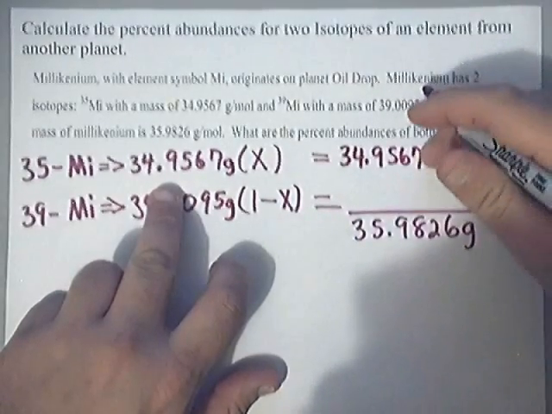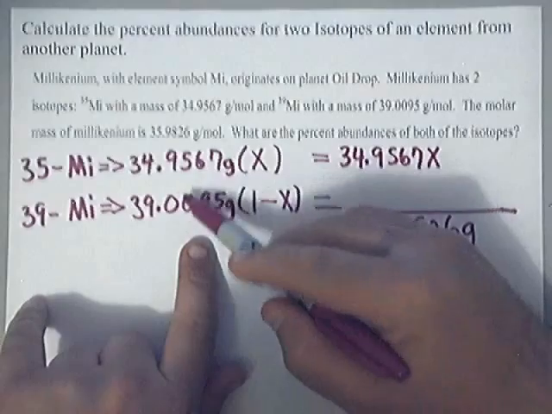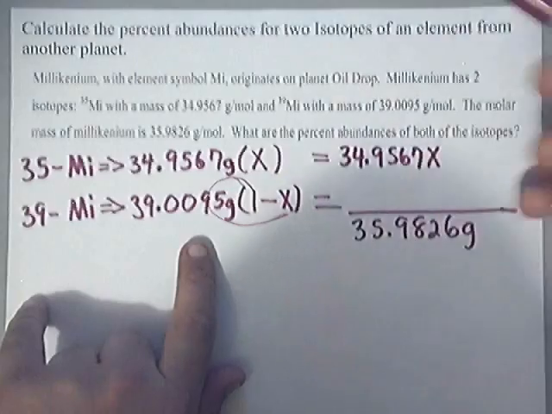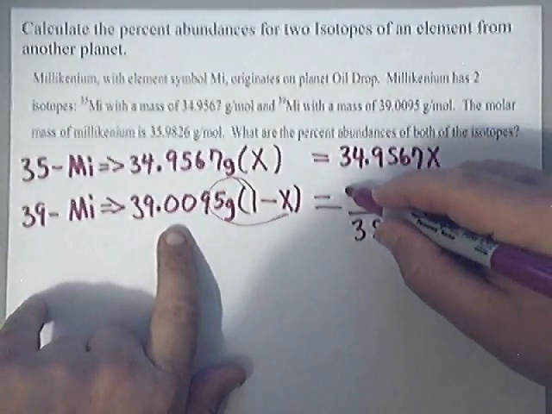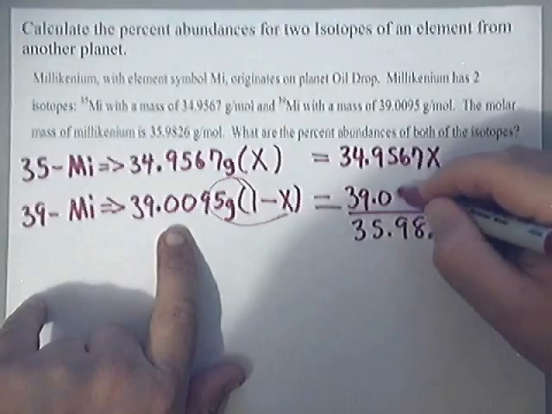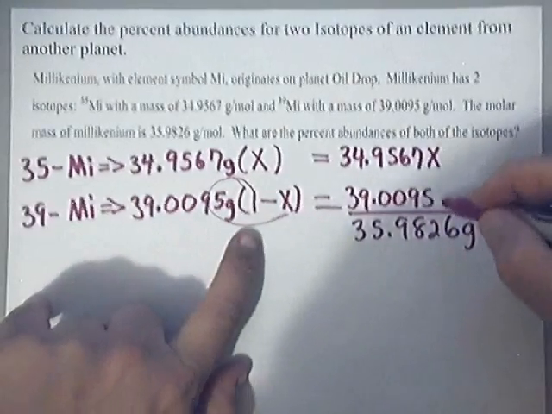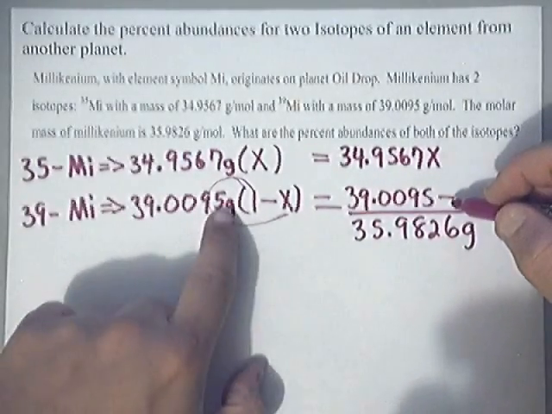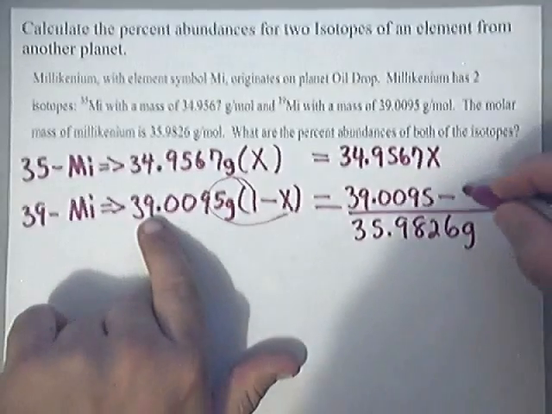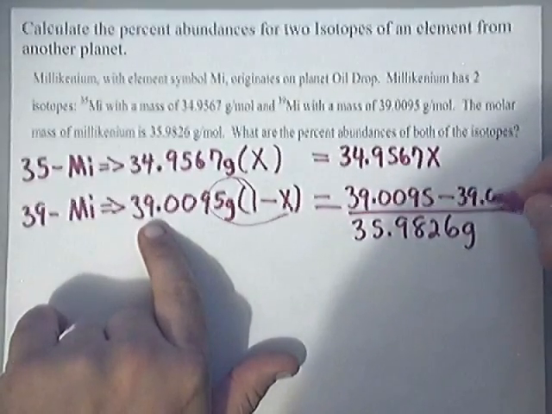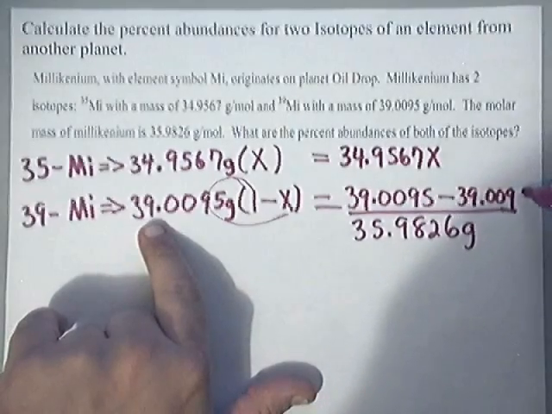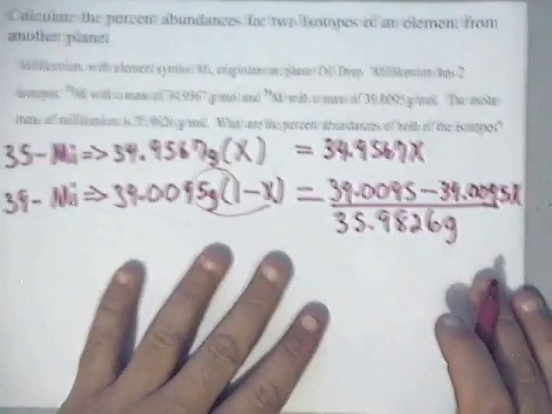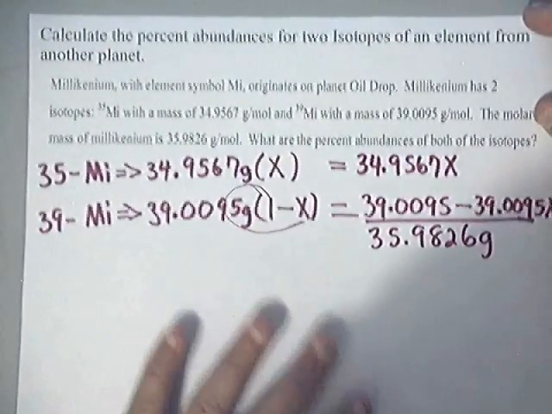34.9567x. Okay. The distributive property here multiplies this number times 1 and this number times the x. So basically what we have here then is 39.0095, that's that number because times 1 is that number, minus this number again with the variable x. So 39.0095x. Now that looks really ugly, and it should look ugly because it is ugly.